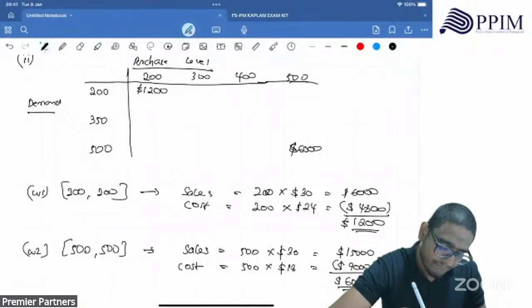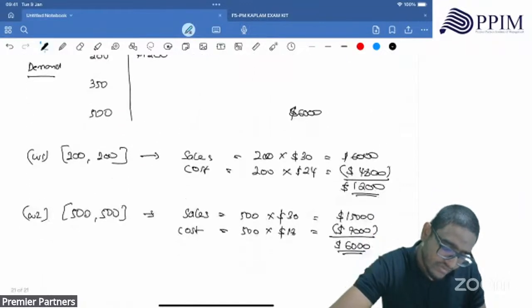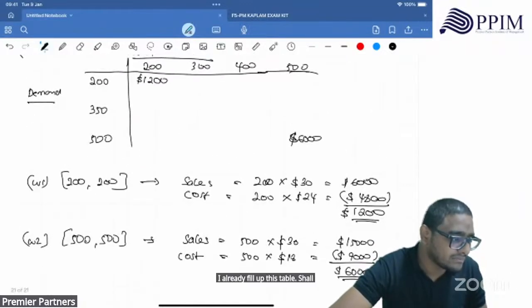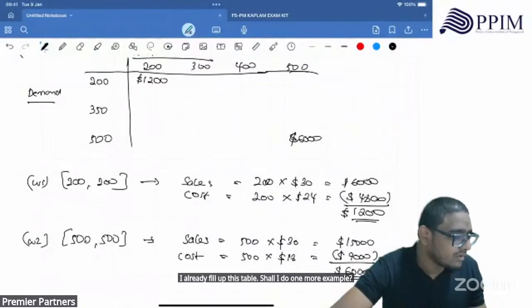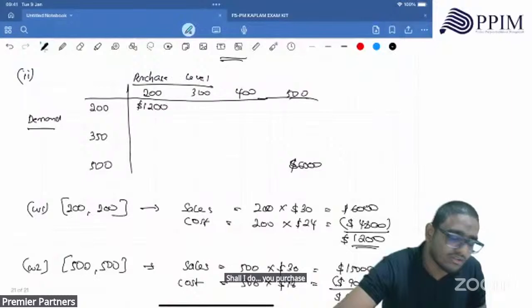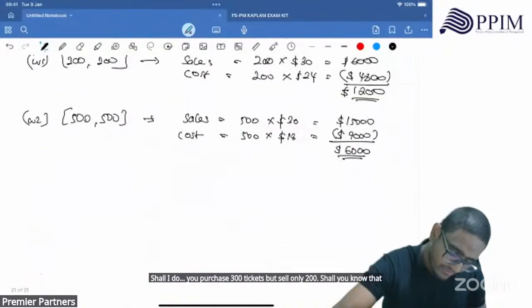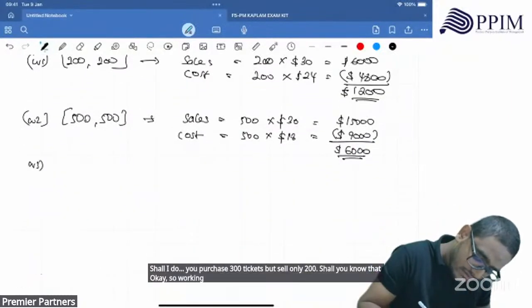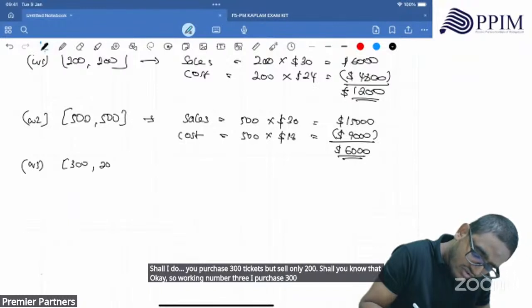Okay. Now you have to fill up this table. Shall I do one more example? Shall we do you purchase 300 tickets but sell only 200? Okay. So working number 3: I purchase 300 tickets but managed to sell only 200.